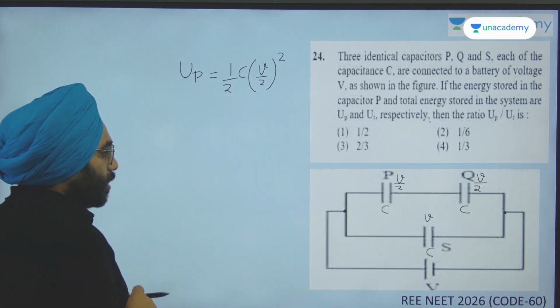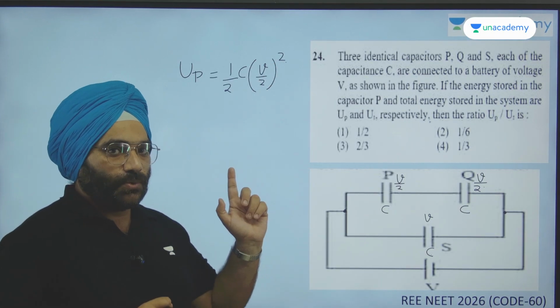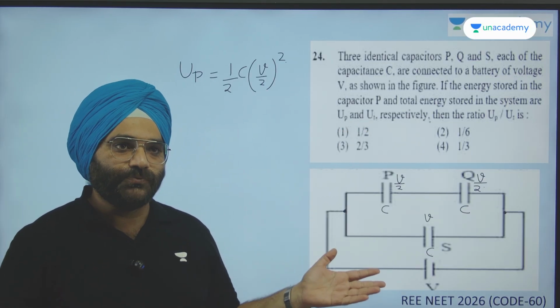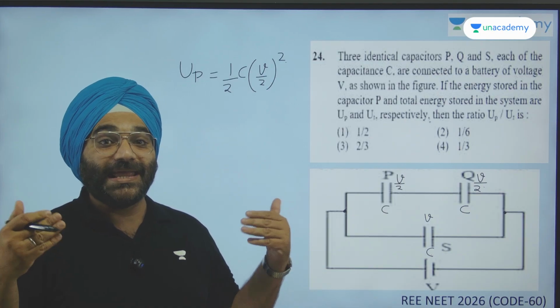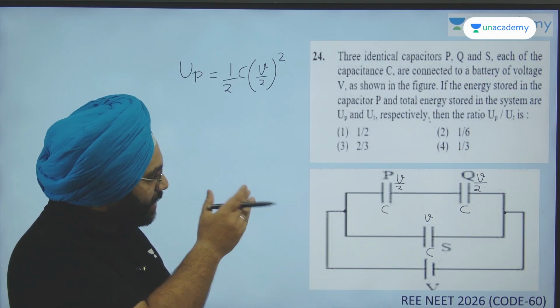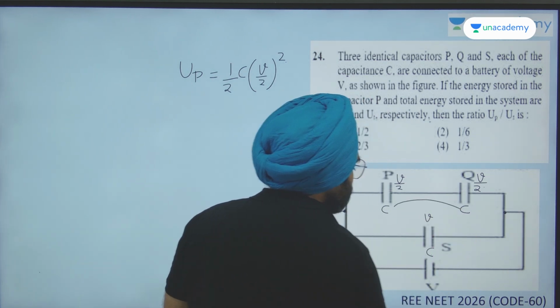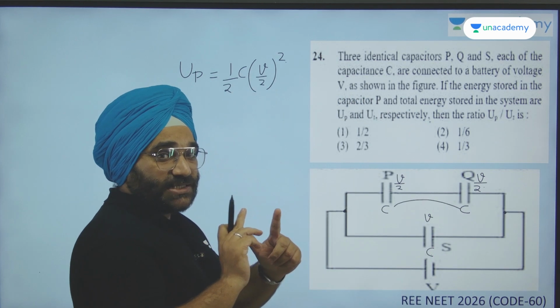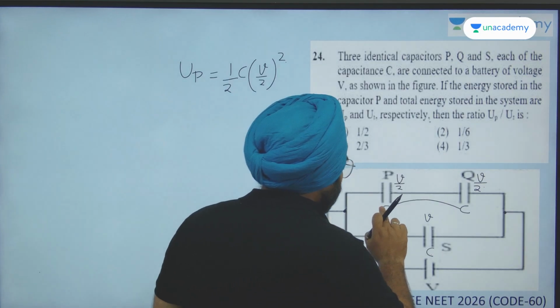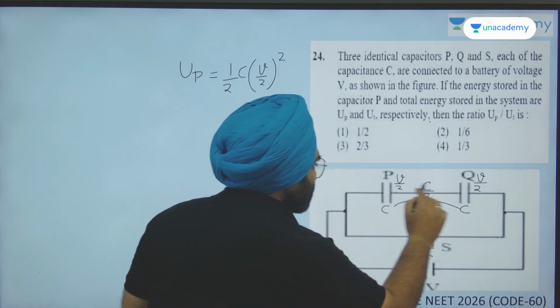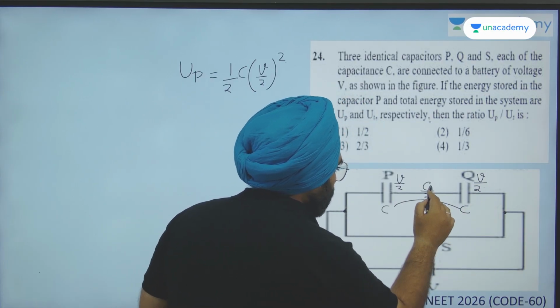Okay. Now they are talking about the total energy. This is UT. How to find UT? For finding UT, you have to find the equivalent capacitance. Now it is very clear from this diagram. C and C are connected in series, right? So what will be the equivalent capacitance? C and C will become C by 2. So in this branch, the capacitance is C by 2. And this is C.